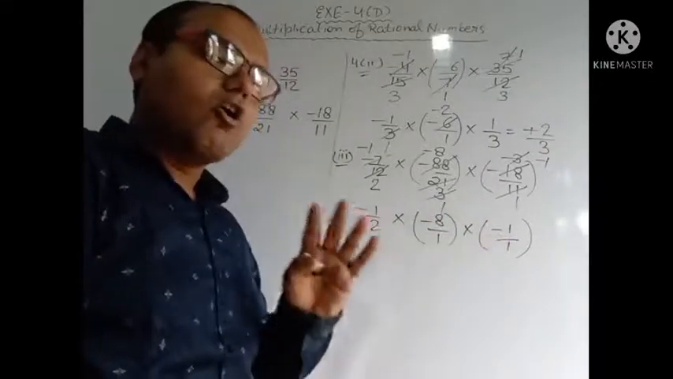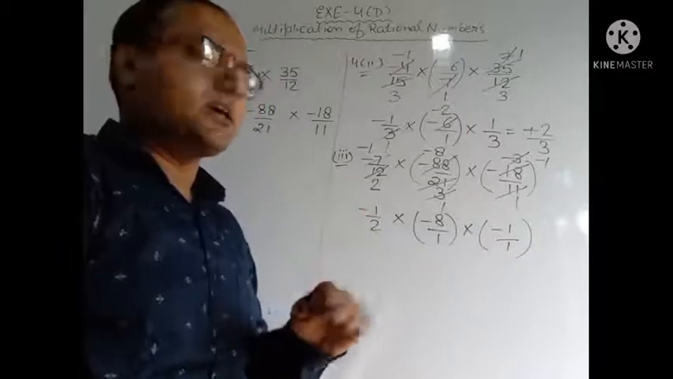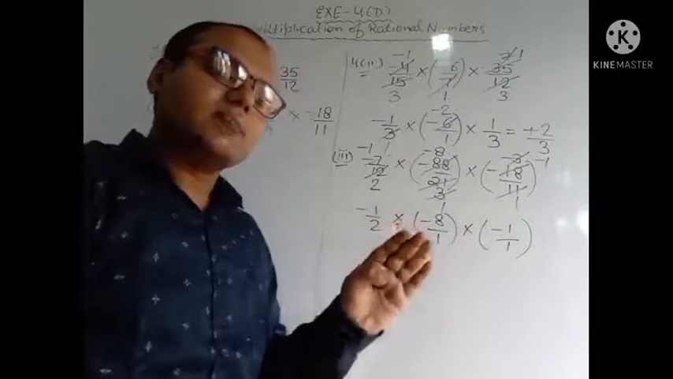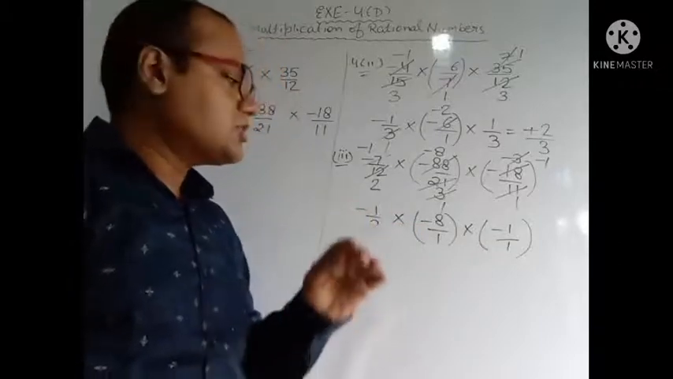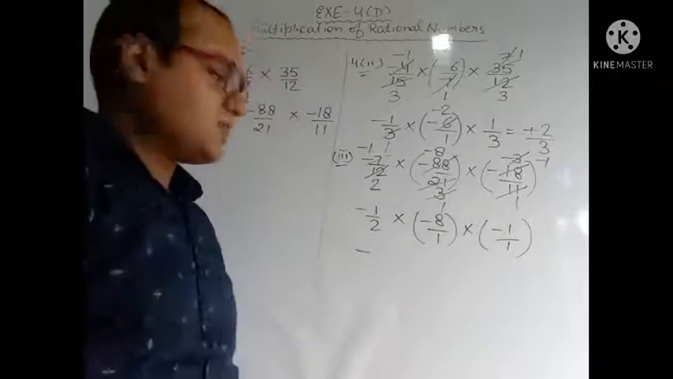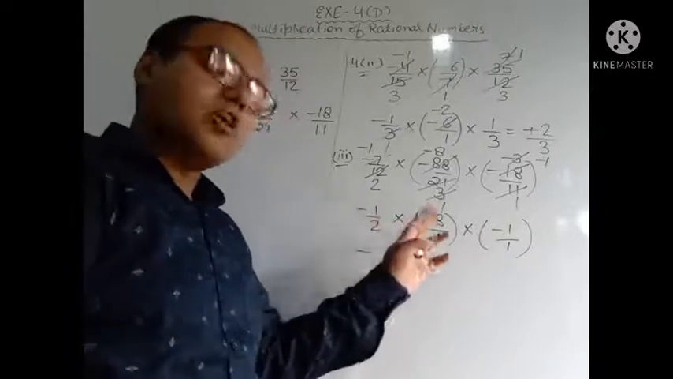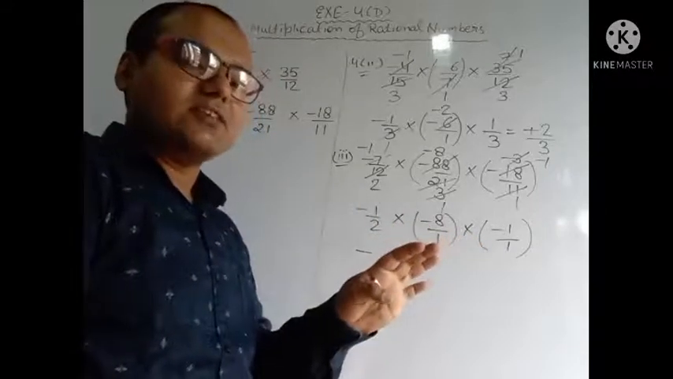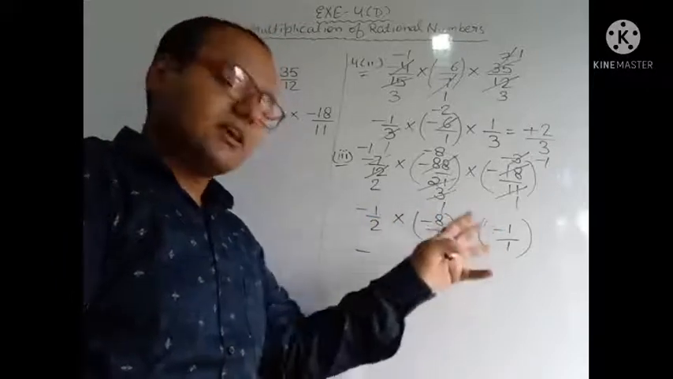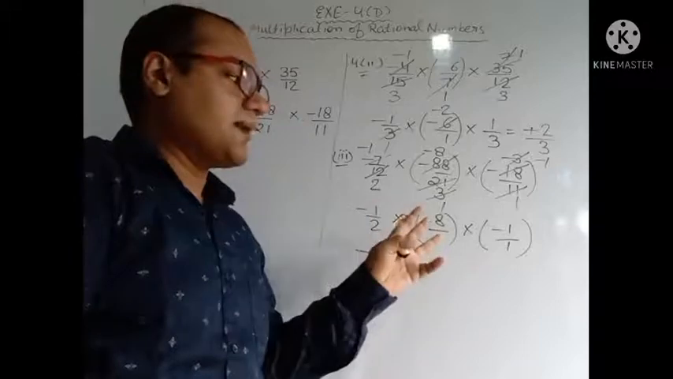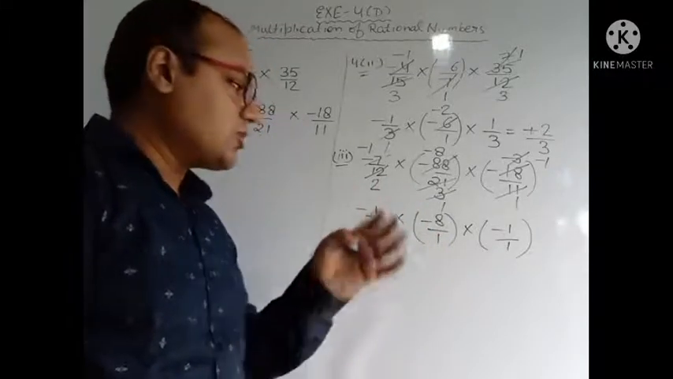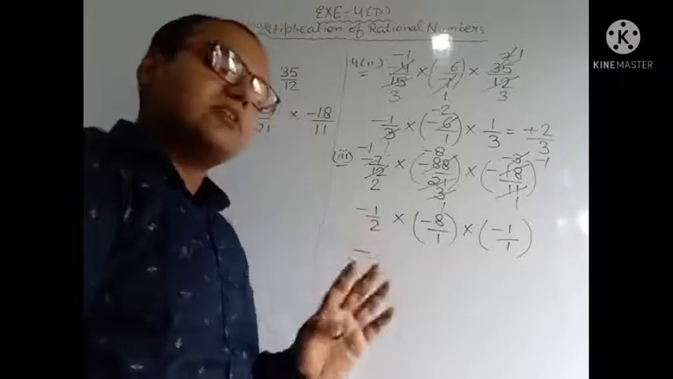So whenever an odd number of minus signs will be there, how many times is minus coming? 3. 3 times minus is coming, and 3 is an odd number. So in such a case, in the answer we will put a minus sign. If an even number of minus signs will be there, the minus sign will not be there. Suppose in place of 3 minuses, 4 minus signs are there. 4 is an even number, so in that case we will not put a minus sign, we will put a plus sign.